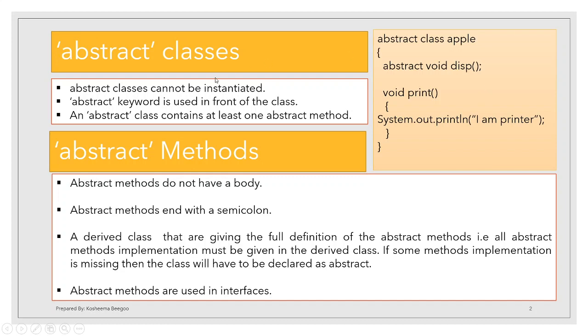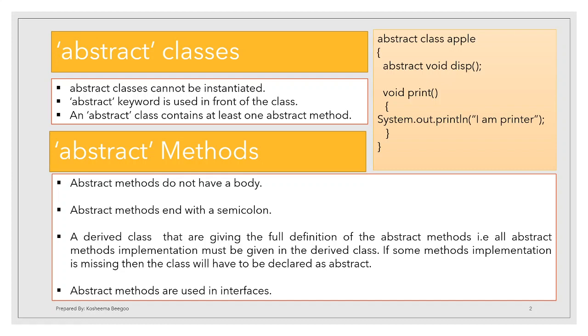A point to be noted in abstract classes is that they cannot be instantiated. Here we have an abstract class. We cannot create an object of the abstract class Apple. So this abstract class needs to be inherited by another class, where the definitions of the abstract methods will be found. So the abstract keyword is used in front of a class. An abstract class contains at least one abstract method.